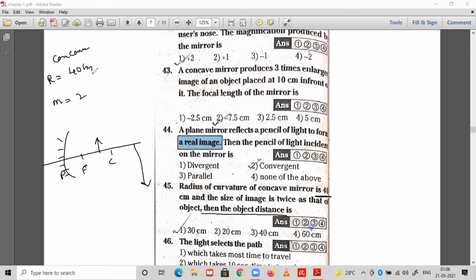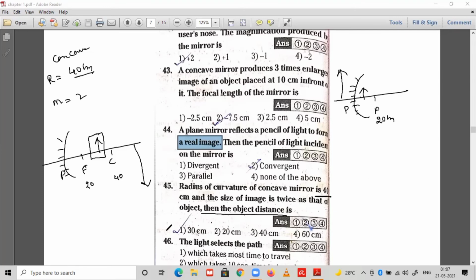What is the focal length? The radius of curvature is 40, so C will be 40 and F will be 20. So one option is that the object will be between F and C. Or in the second condition, you will also get the same enlarged characteristic between pole and focus. If you place the object between pole and focus, then also you will get the virtual, erected, enlarged image.